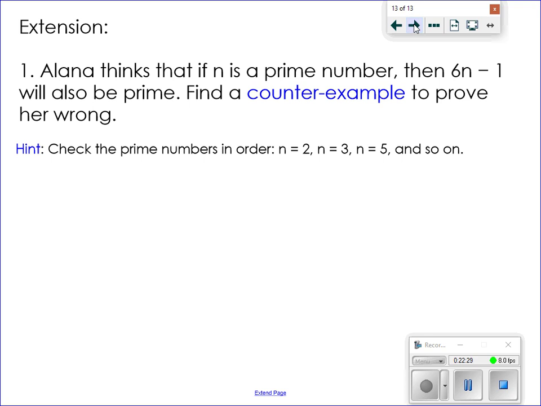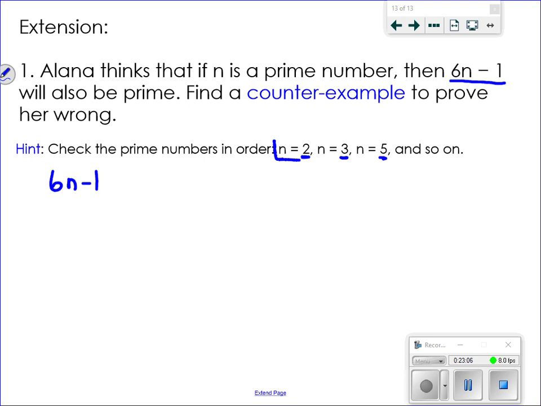The last slide says, Alana thinks that if n is a prime number, then 6 times n minus 1 will also be prime. And we have to try and find a counterexample to prove her wrong. Our hint is, we're going to check all the prime numbers in order. So remember, prime numbers are the numbers that only have 2 factors, 1 and themselves. So 2 is a prime number, 3 is a prime number, 5 is a prime number. We're going to try all of those in this expression here and see if the answer we get is also prime.